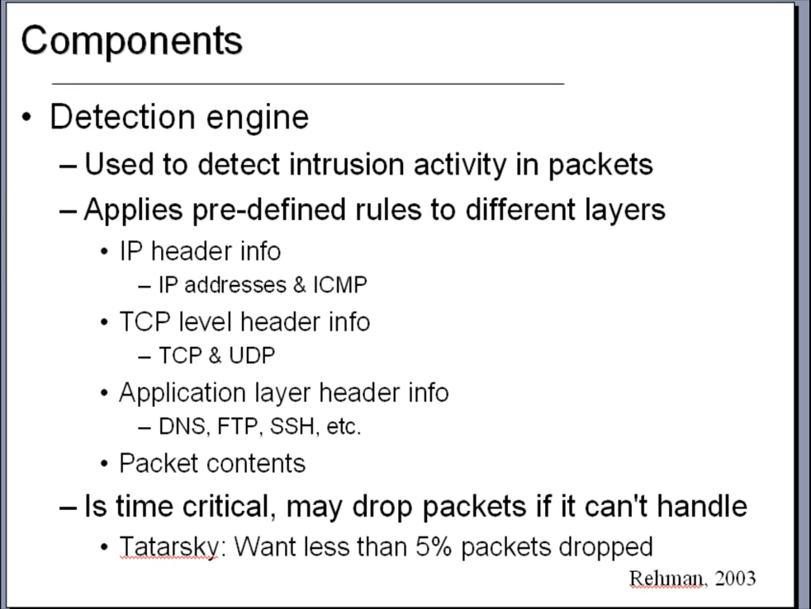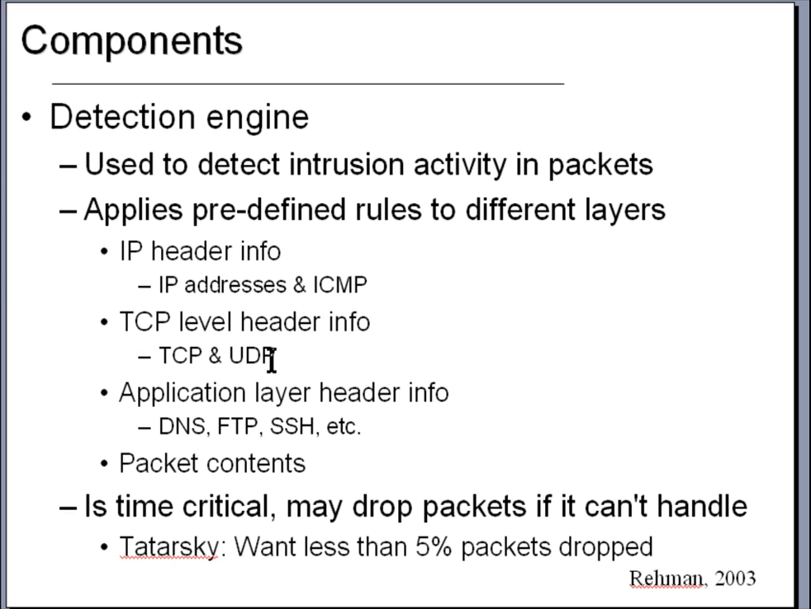Okay, the detection engine is the next component, and it's used to detect intrusion activity in packets. And so essentially what it's doing is it's taking the rules and applying those rules to different layers of the TCP/IP stream, that is the packets that are traversing the network. And so some of the information in these predefined rules that you may want to include as criteria include IP header info, for example, the IP addresses, source and destination ports if we're looking at the TCP level, whether something is an ICMP packet in itself.